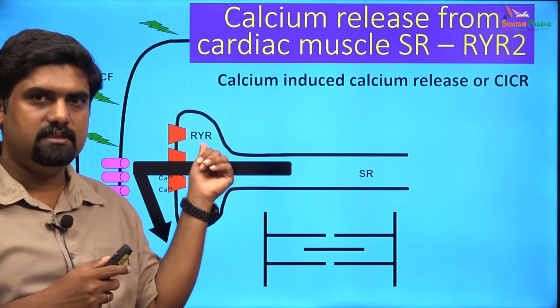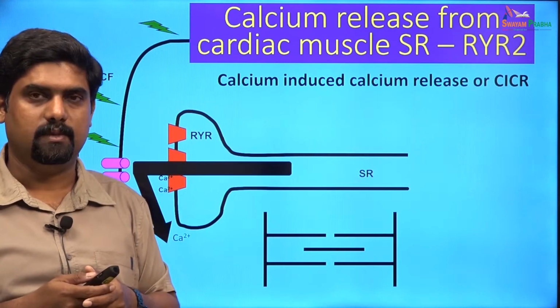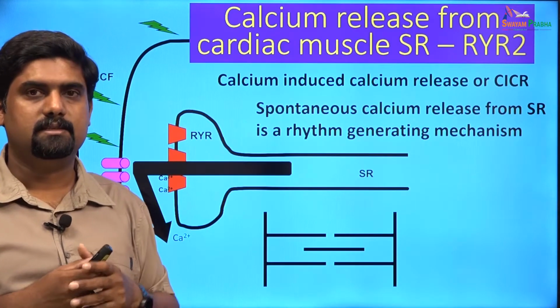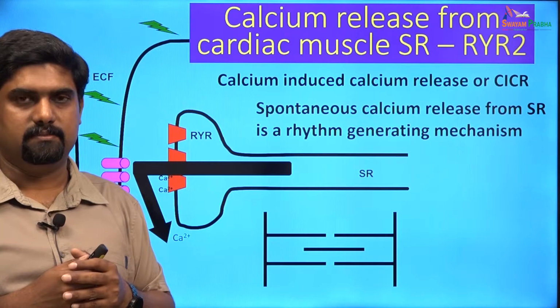Now ryanodine receptors in certain cells can spontaneously release calcium, like in the SA nodal cells, and such spontaneous calcium release from the SR is an important rhythm generating mechanism.